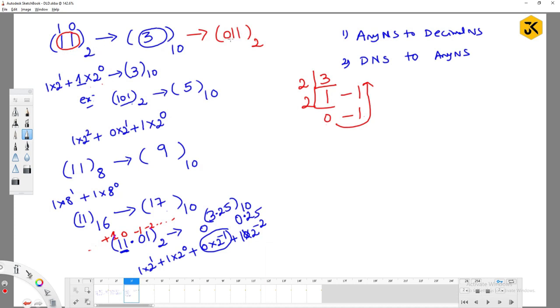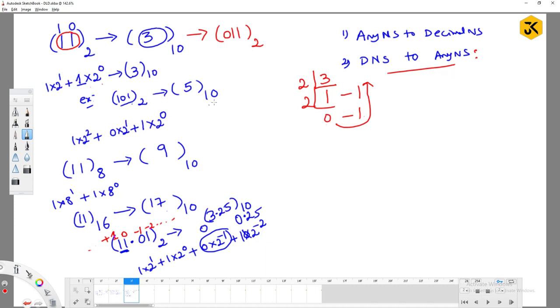3 base 10 is again 0 1 1. Is there any value for this 0? 0 into 2 power 2 is again 0 only. There is no problem. So when you are trying to convert a decimal number to any other number system, what you have to do? You have to divide the actual number by the destination number system successively until it is solved.